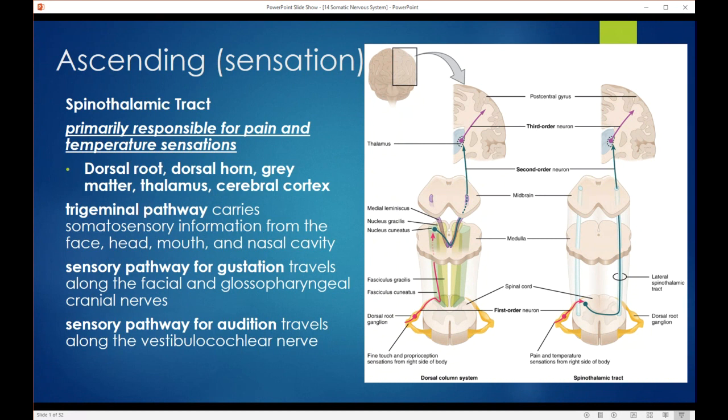That's from our cranial nerves. So it's going to carry the information from our face, our head, our mouth, and our nasal cavities. We have our sensory pathway for gustation that's going to travel along the facial and glossopharyngeal cranial nerves, and then our sensory pathway for audition travels along the vestibulocochlear nerve.